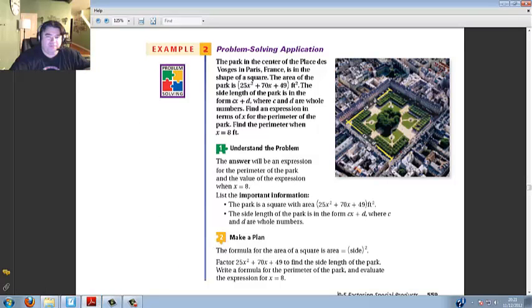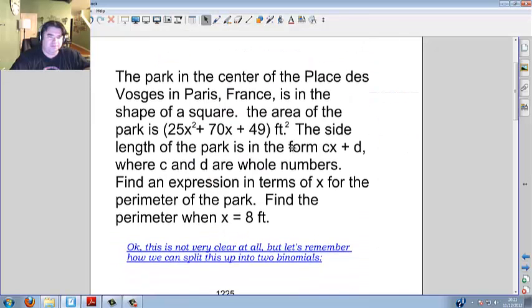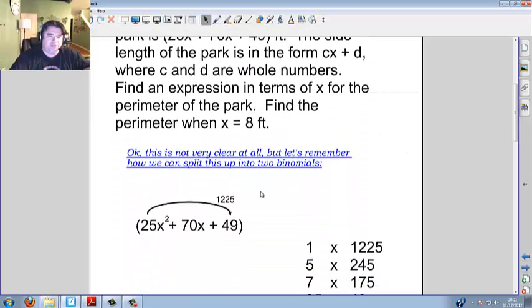Let's pull it up here. This is the square in question, and this is the problem to go with it. All you really have to do is go ahead and split these up into two binomials. So let's take a look. Well, I'm simply going to split into two binomials.